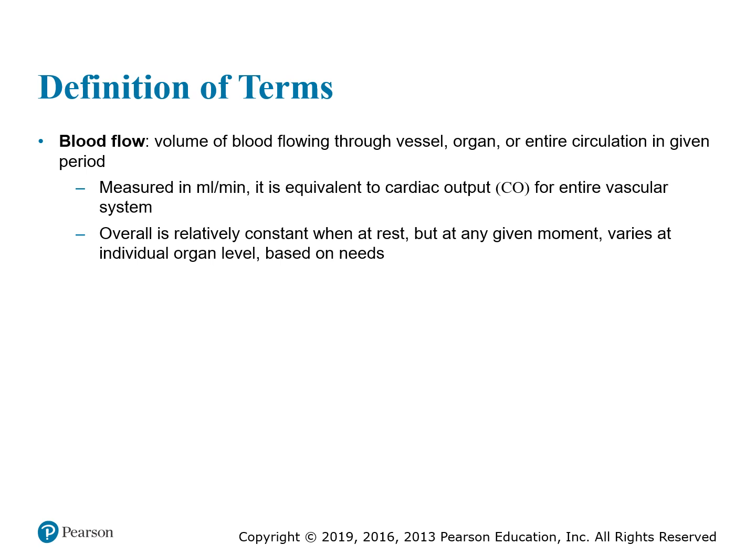So blood flow, it is the volume of blood flowing through a vessel, organ, or entire circulation in a given period of time. Blood flow is measured in milliliters per minute, and it is equivalent to cardiac output for the entire vascular system. Overall, it is relatively constant when at rest, but at any given moment it varies at the individual organ level based on the need.